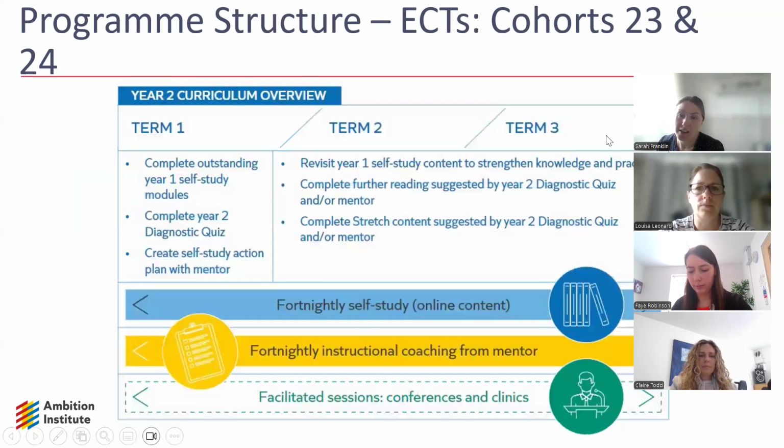The second year in the pre-25 programme, there are no new modules in year 2, other than stretch modules. So there is some stretch content, but generally year 2 is about that sort of consolidation, revisiting. So in term 1, we suggest that they complete any modules that are left from year 1, and then they have a diagnostic quiz to complete.